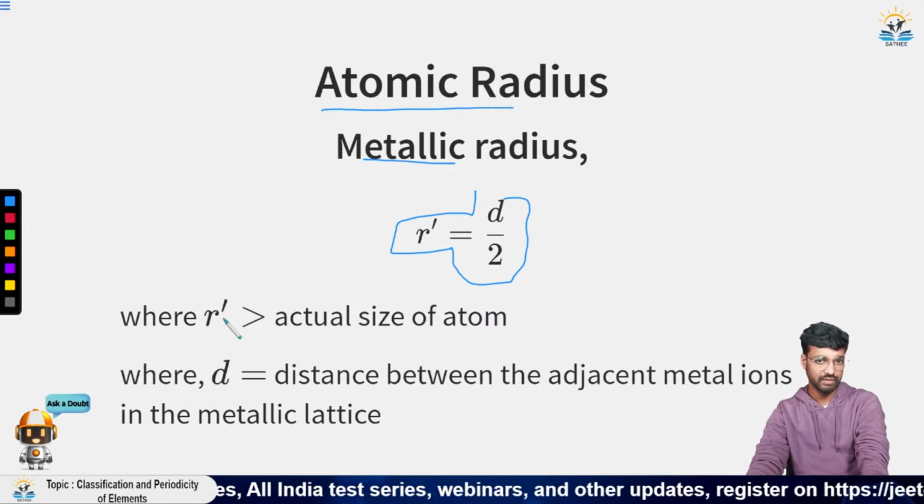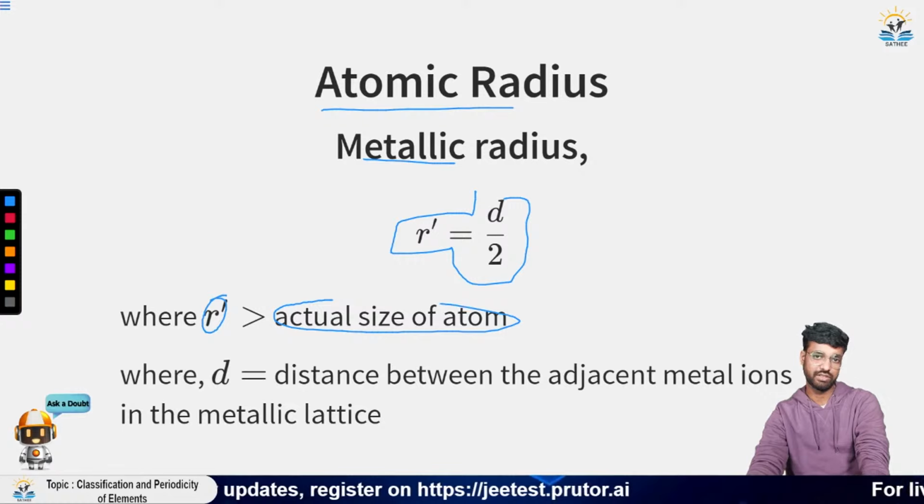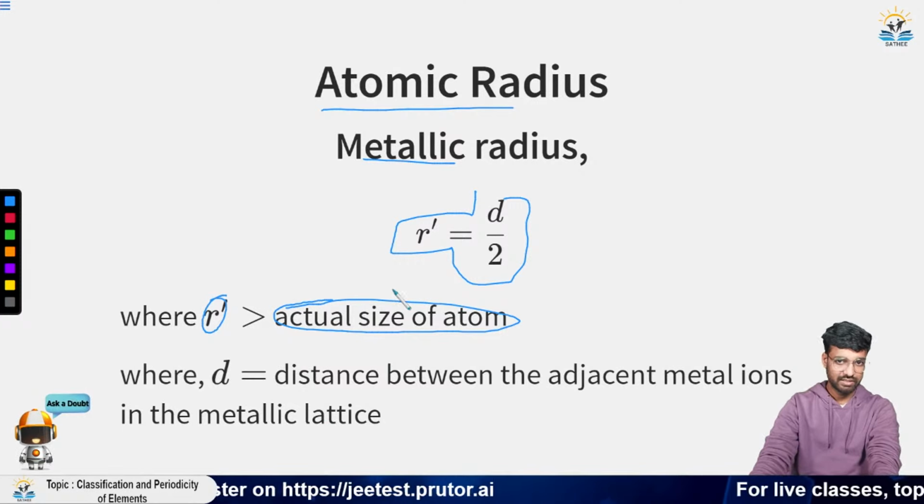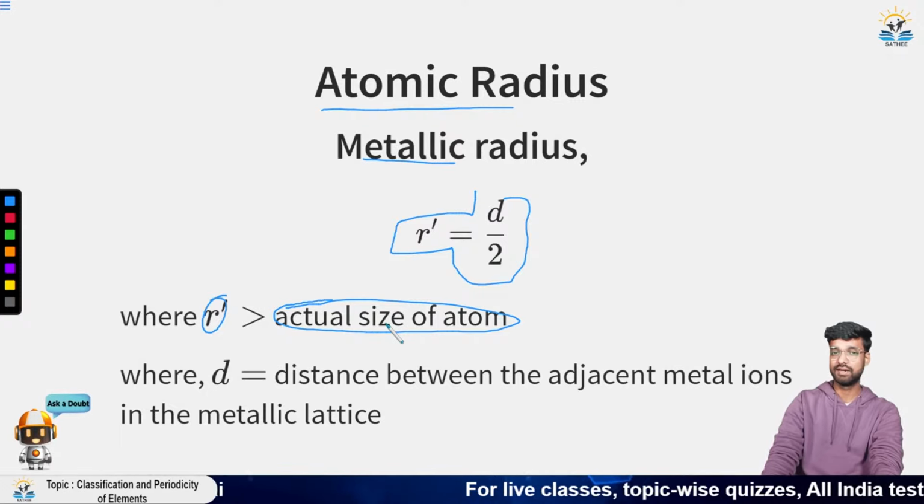Now the thing to be kept in mind is that R dash is greater than the actual size of the atom. So this metallic radius is greater than the actual size of atoms. Why? We will see it later.